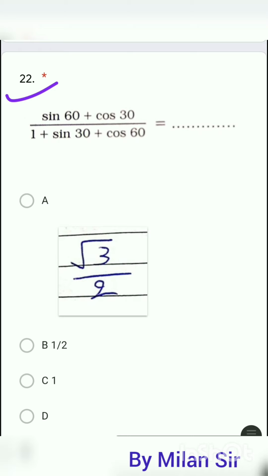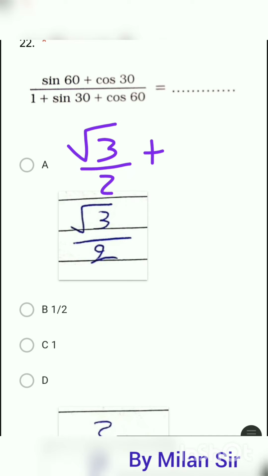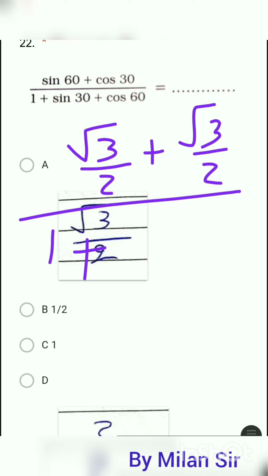After that, question number 22, sin 60 plus cos 30 divided by 1 plus sin 30 plus cos 60. Now here we need to put the value of sin 60, cos 30, sin 30 and cos 60. And for that we need to remember the trigonometric table. Now put the value of sin 60, it is under root 3 by 2, plus cos 30, it is even under root 3 by 2, divided by 1 plus sin 30, 1 by 2, plus cos 60, 1 by 2.